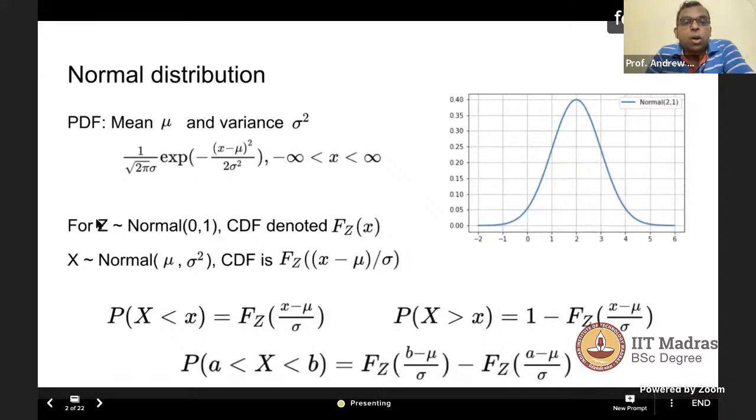The standard normal, which we will call Z, is the normal distribution with mean 0 and variance 1. This is the sort of picture that I've depicted there. The CDF of this PDF, when mu is 0 and sigma is 1, is denoted capital Φ. Very interestingly, the general PDF is obtained by putting (x minus mu) by sigma in place of x in the standard normal PDF. So it has lots of wonderful, nice properties. The CDF is simply Φ of (x minus mu) by sigma. These are critical relationships.